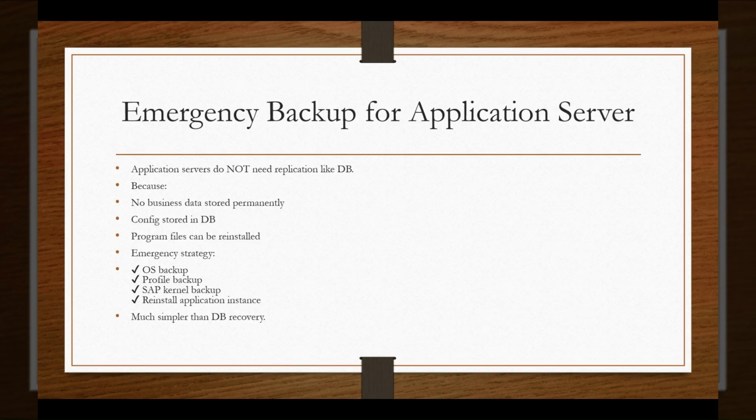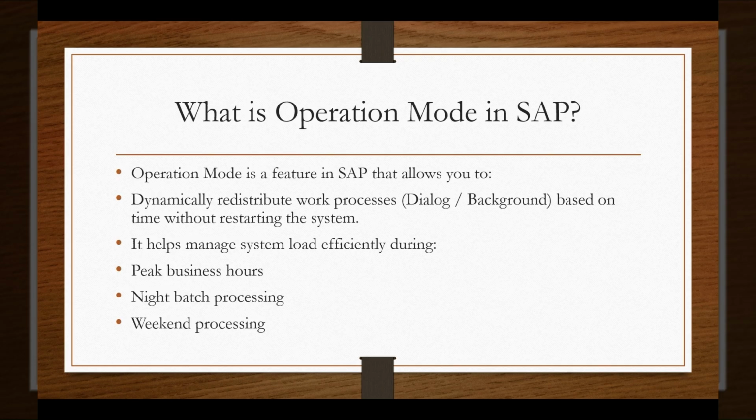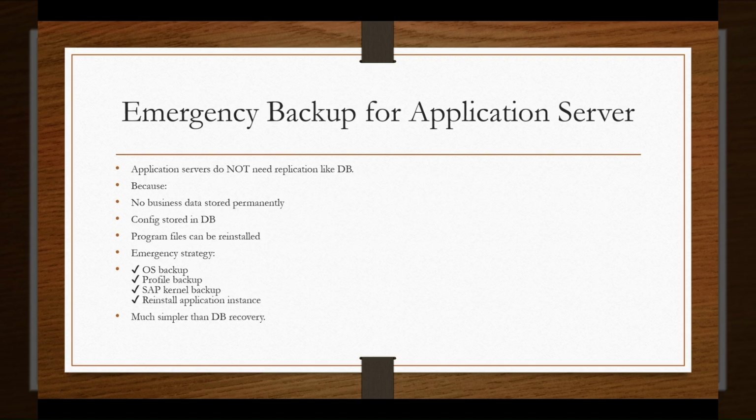Now, application servers do not need replication like the DB. We have discussed this before, because it does not contain the main data. The data lies only in the database, so no business data is stored. Configuration is also stored in the DB. Program files can be reinstalled. So the emergency strategy here is OS backup, profile backup, kernel backup, and reinstalling the application instance, which is much simpler than DB recovery. As I told you at the start of the video, application server HA is not as complex as DB. Basically, this is it about the application server.